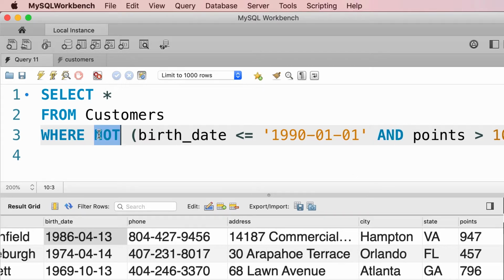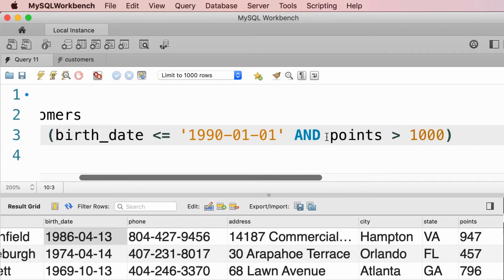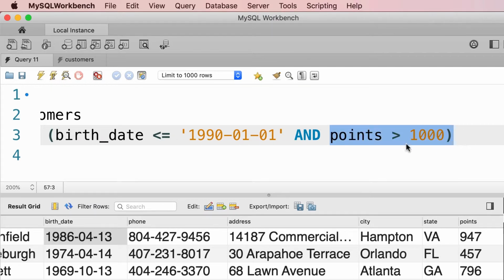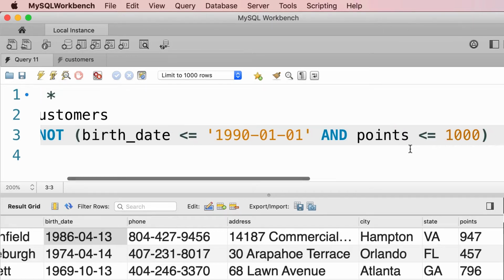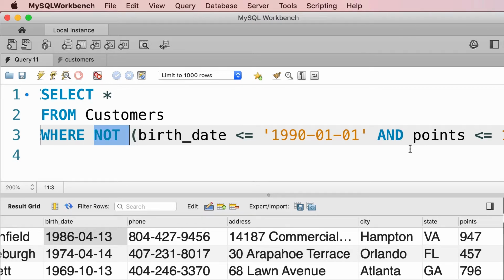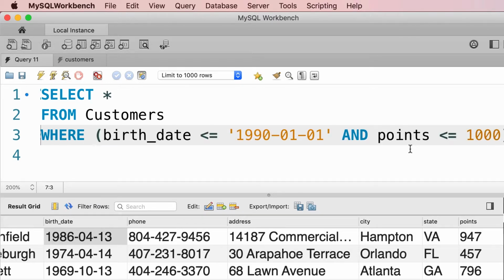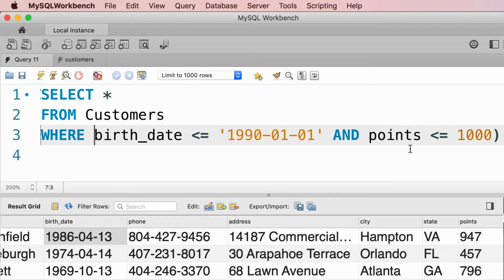Finally, apply the NOT operator on the last condition, people who have more than 1,000 points. When we negate this condition, we get customers with less than or equal to 1,000 points. Now we can remove the NOT operator to simplify this. We don't need parentheses anymore because we only have two conditions that are combined with an AND. Here's the result. As you can see, this is much easier to read and understand. People who were born before this date and they have less than 1,000 points.